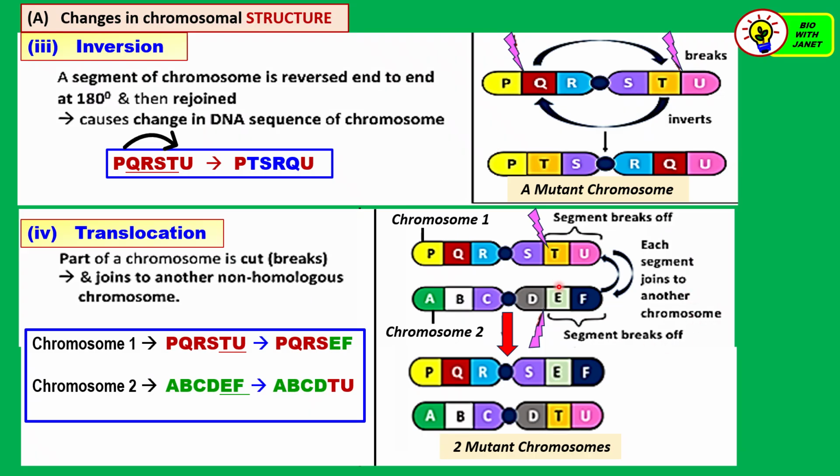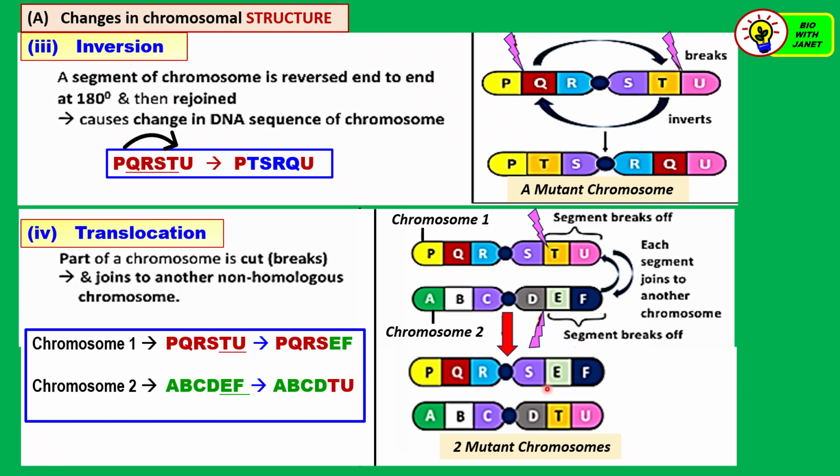So the segment T and U will join to chromosome number 2. From chromosome number 1, segment T and U breaks off and joins to chromosome number 2, whereas the segment E and F from chromosome number 2 joins to chromosome number 1. So finally, we'll get this result.